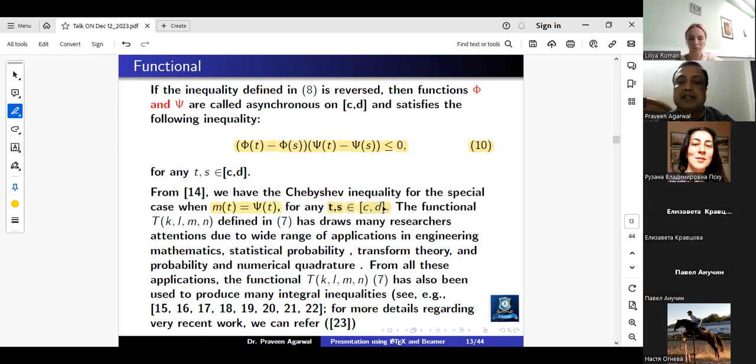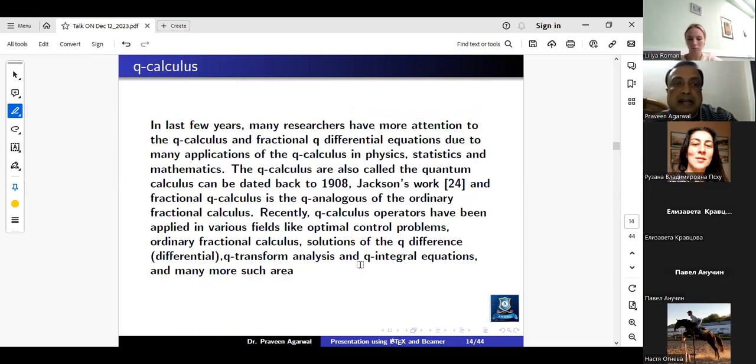The functional T(k,l,m,n) defined in 7 has drawn many researchers' attention due to the wide range of applications in engineering, mathematics, statistics, probability, transformation theory, and numerical quadrature. From all these applications, the functional T(k,l,m,n) has also been used to produce many integral inequalities. So we can go to the next part.